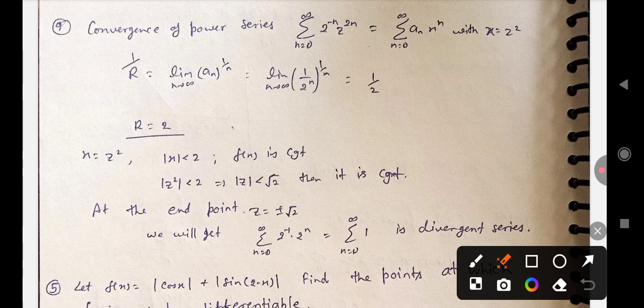So for that we have to put that value in this series. After putting that value we will get summation n equal to 0 to infinity of 1. So we are adding 1 infinitely many times. So how can this be convergent? So this is a divergent series at the end point.